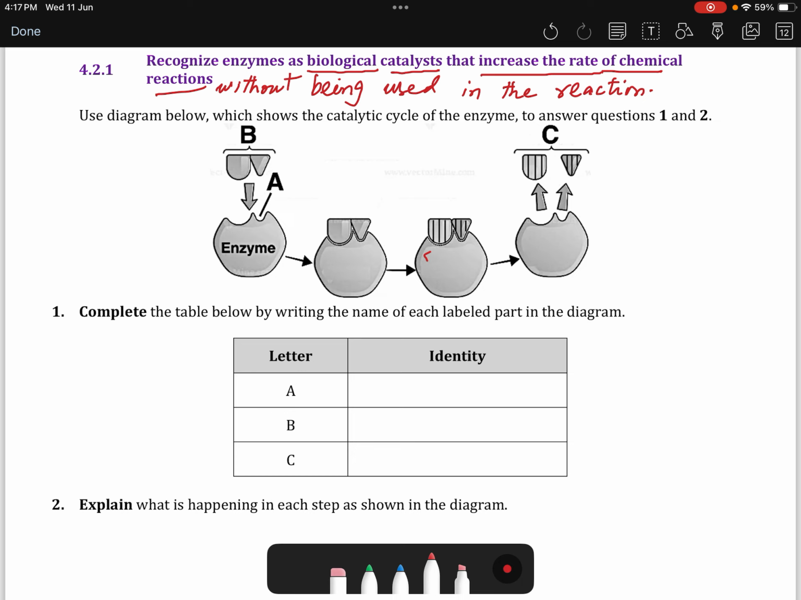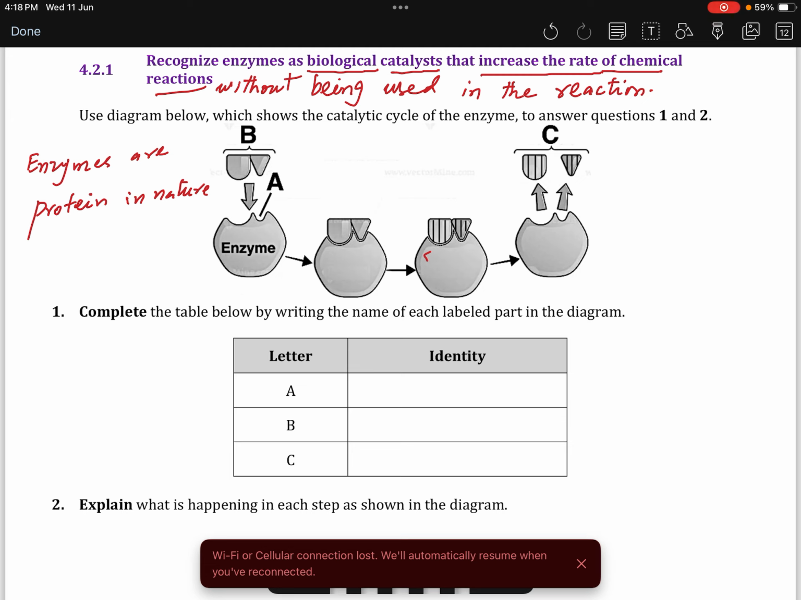Now enzymes are biological catalysts, and one more thing that you have to know is that enzymes are protein in nature. Okay, so basically this is what we have to know. Let's go to the questions and we will see more notes. What comes up, I will be adding.